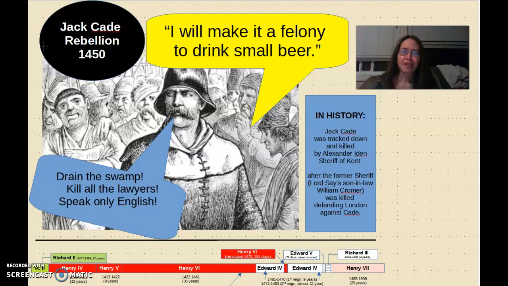The mostly uneducated masses seem to be in it as much for the looting and the rioting and the chance to kill all the lawyers and drain the swamp and make crazy rules, as well as for any real social change. They will kill Lord Say, the treasurer, and his son-in-law, the sheriff of Kent. They'll even kill one of their own supporters, who simply happens to call Jack Cade by the wrong name. In fact, these people will follow anyone who shouts the loudest or makes the fanciest speech, so eventually they are persuaded by Buckingham and Clifford to abandon Cade and stand down.